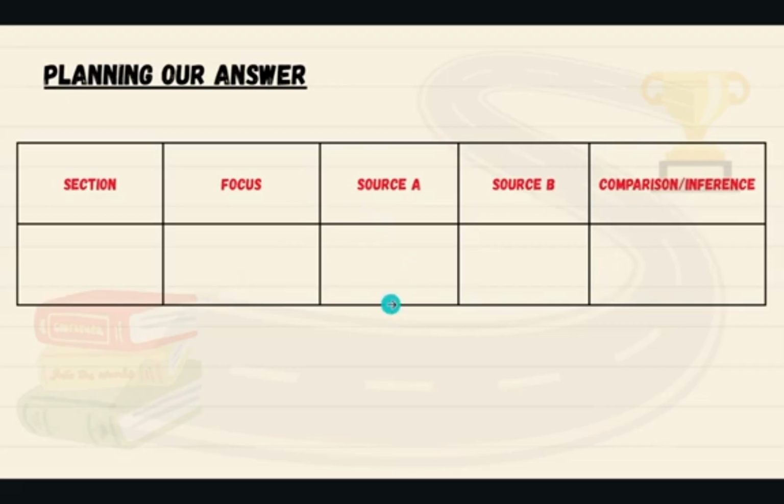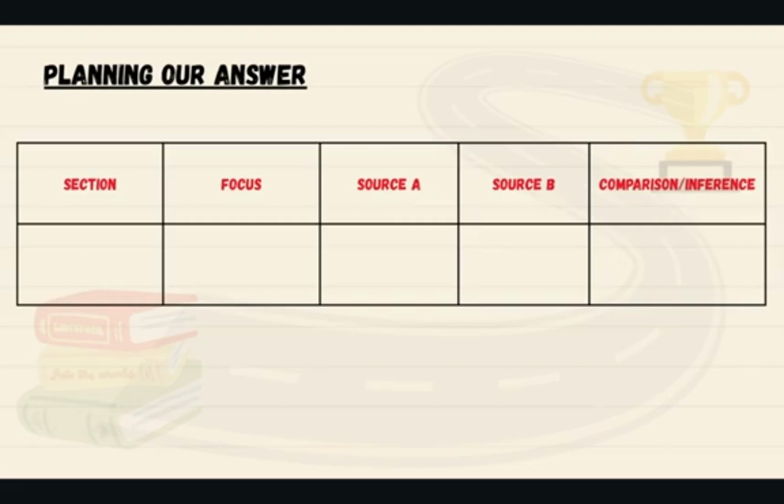Here you're going to put parts of source A and parts of source B, and then we're going to look at comparing and what inferences we can make from the sources. So pause the video now and have a go at making your plan based on source A and source B, and when you're ready to look at mine, press play.